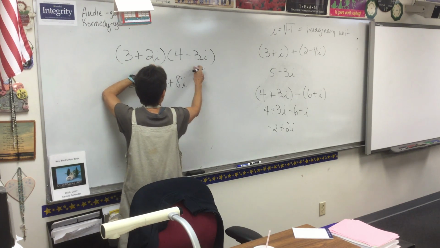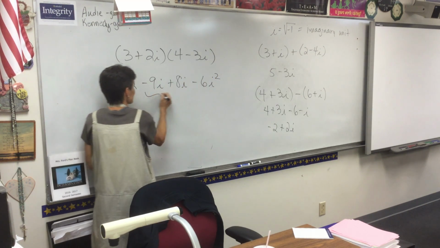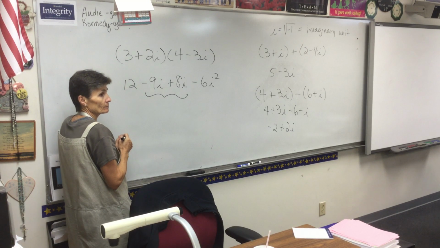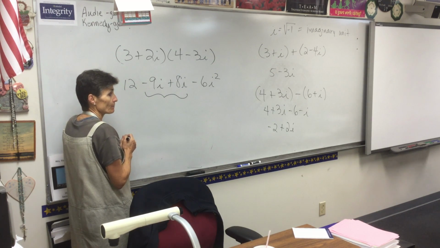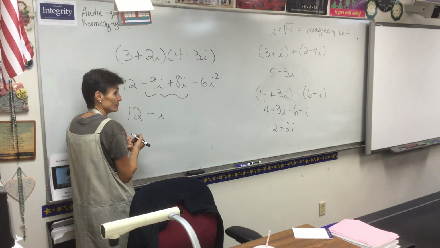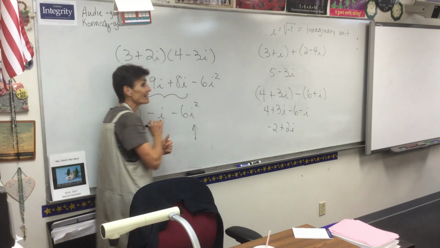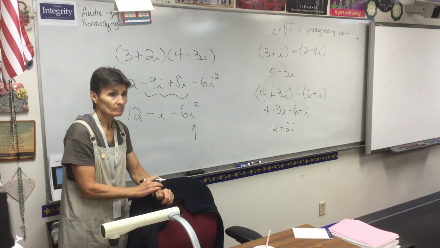and lasts. Now, obviously these two add together, right? So I have 12 minus 1i minus 6i squared. Now that needs some attention.